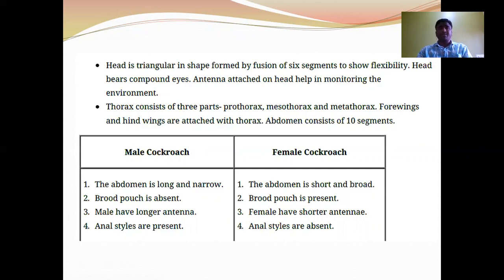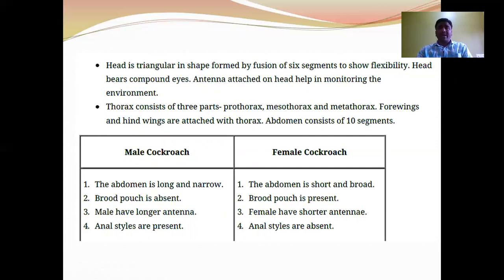The head consists of a pair of compound eyes, a pair of simple eyes, a pair of antennae, and mouth parts. The mouth parts of cockroach are biting and chewing type of mouth parts. They are the most primitive type of mouth parts.